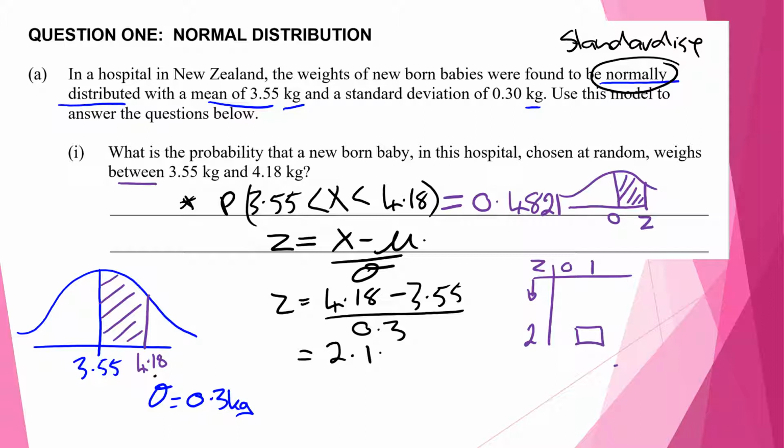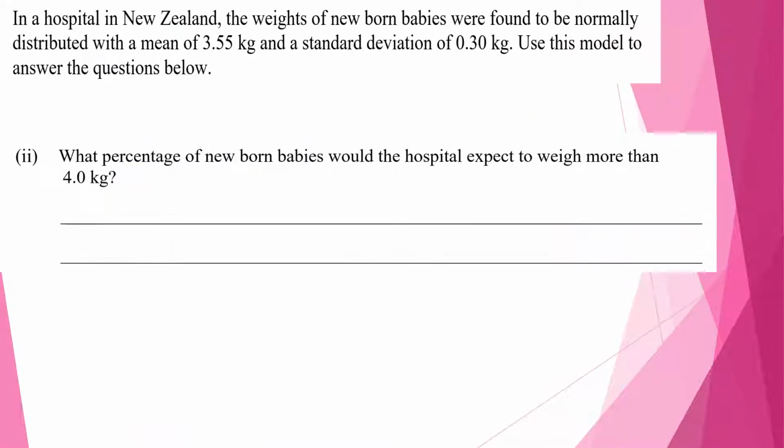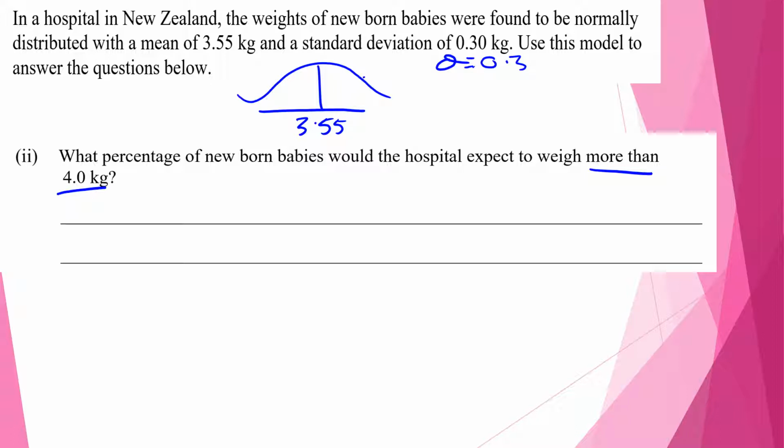Okay, so this one is an achieved question, so we're just looking at an A at this point. We've got the same distribution that we were talking about in part 1, where we've got a mean of 3.55 and a standard deviation of 0.3. And now we're going to answer the question: for what percentage of newborn babies would the hospital expect more than 4.0? So 4 is above 3.55, so more than means shading above it.